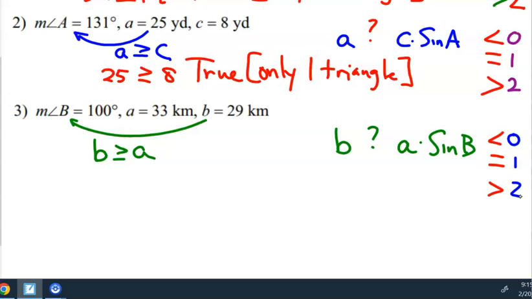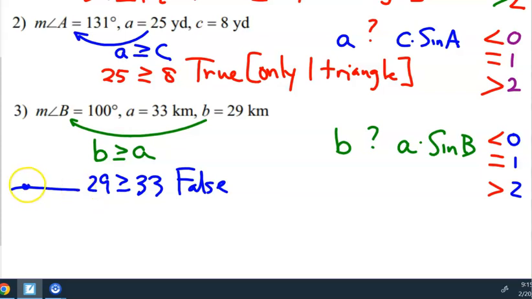So this problem here, 29 is greater than or equal to 33. That's false. So that means that in terms of our region here, we have our points here. This is where the one triangle exists, and this rule didn't work for that region. So that means we are now between in this other region. What we're looking at, is it 0? Is it 1 because it's a right triangle, or is it 2? So it's going to be somewhere in there.